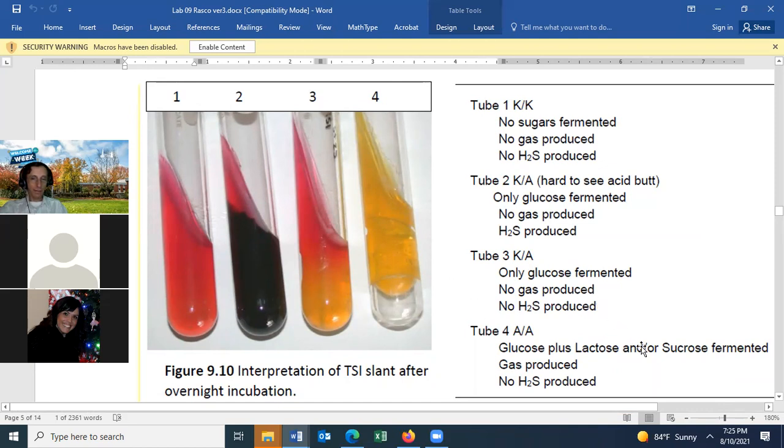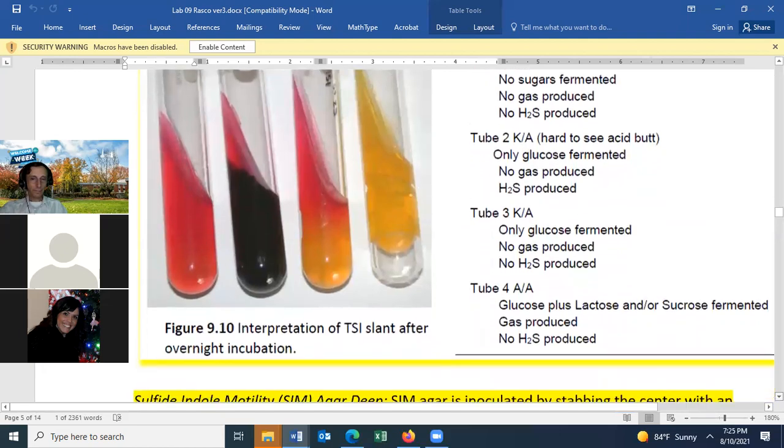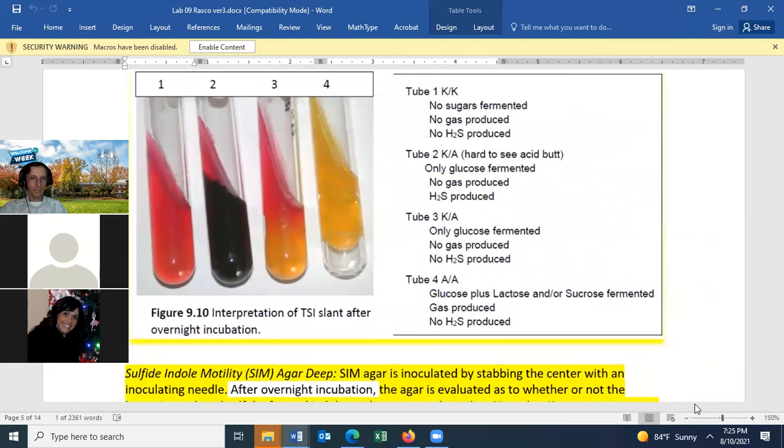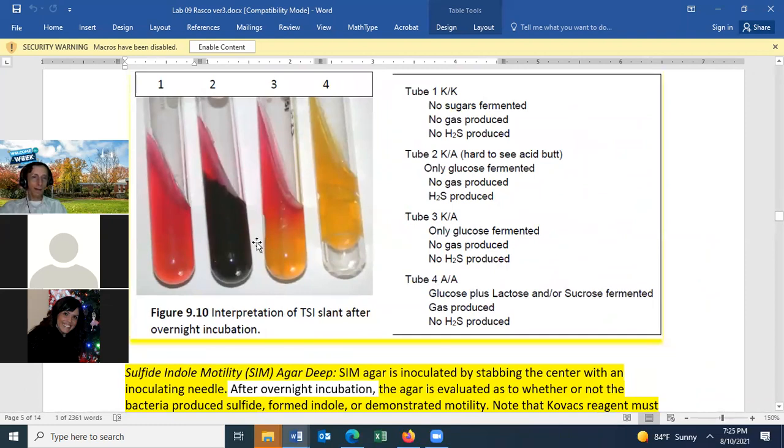Let's talk about this one here. This one here is black in the bottom of the tube, not in the slant. So we can say hydrogen sulfide was produced. Hydrogen sulfide is only made when a sugar is fermented. So if hydrogen sulfide is there, you can assume the color of the media is yellow in the butt. You can't see it because black will obviously hide the yellow color, but it is there, so we can say that glucose is fermented.